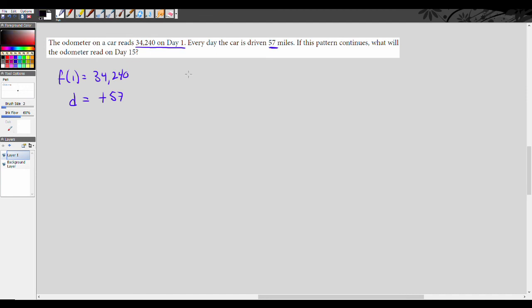So let's go ahead and write our explicit rule. We have f of n equals my first term, 34,240, plus my common difference, which is 57, times n minus 1. And we want to find out what it's going to be like on day 15. So f of 15 equals 34,240 plus 57 times, again, if n is 15, what's n minus 1? It's 14.